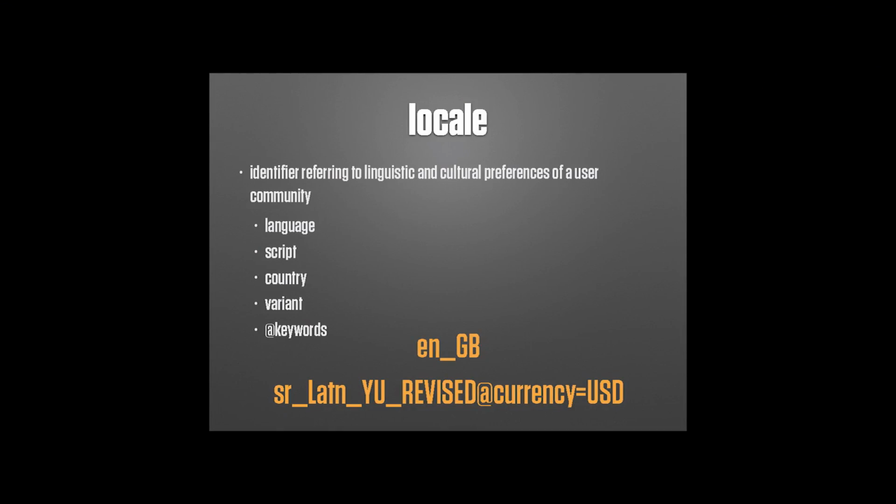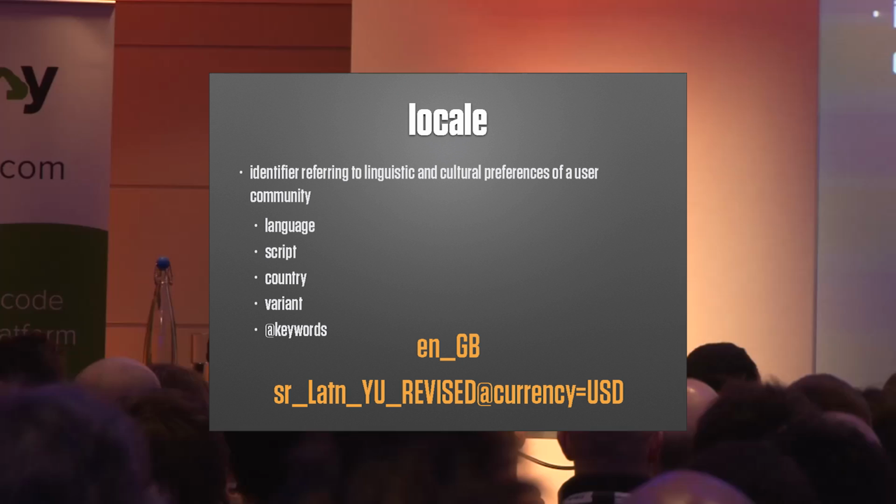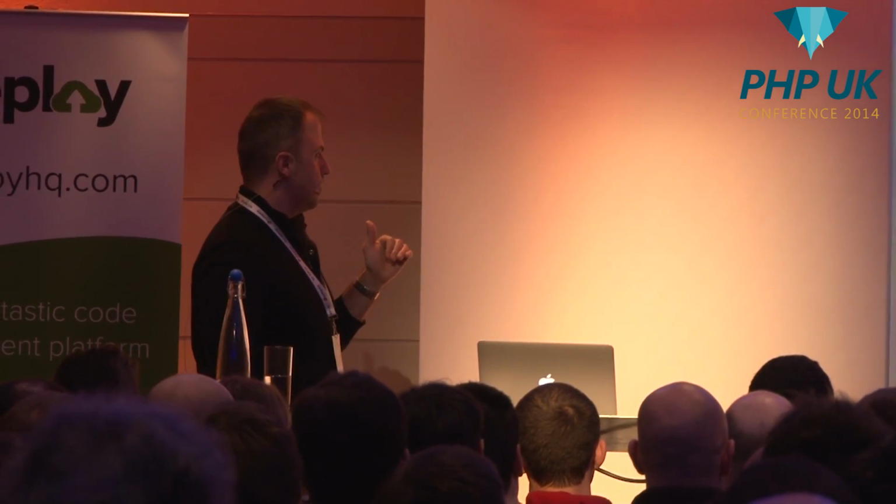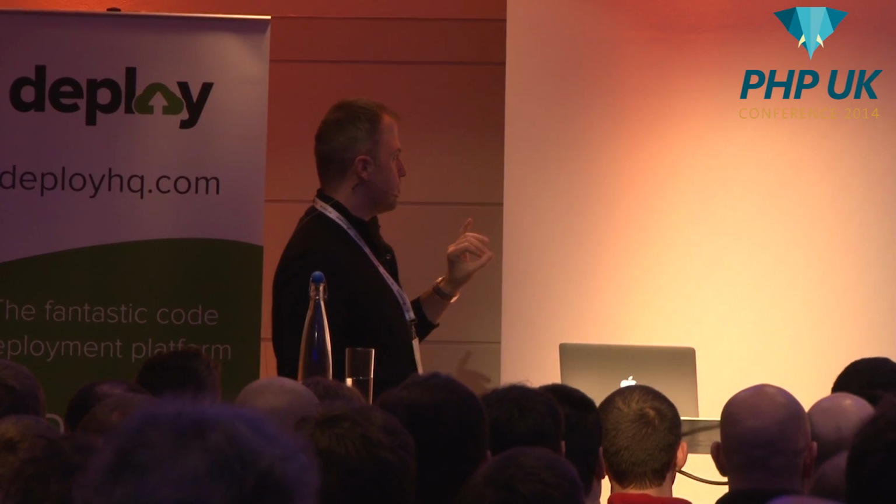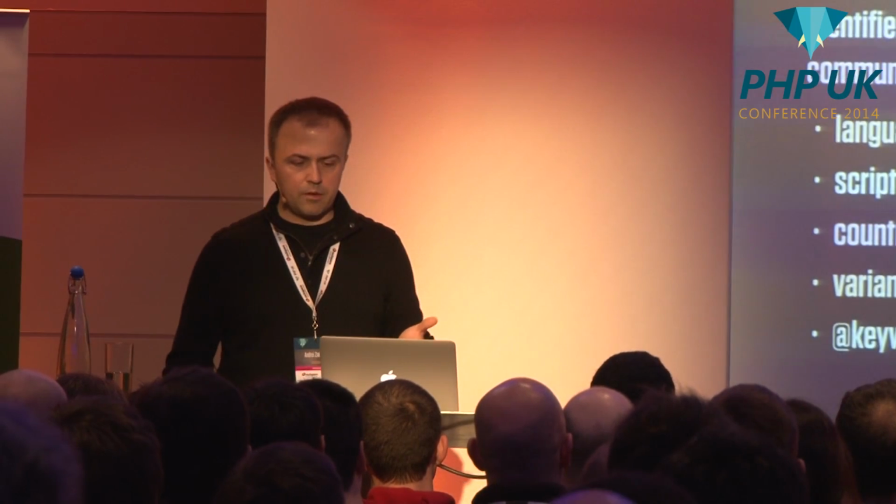So another term that comes around a lot is locale. And what is locale? Well, for purposes of this talk, it's basically an identifier that refers to preferences, both linguistic and cultural, of a certain user community. And in the types of locale that Intl uses, there are 5 different portions in the identifiers. There's language, script, country, variant, and keywords. And everything but language can be optional.